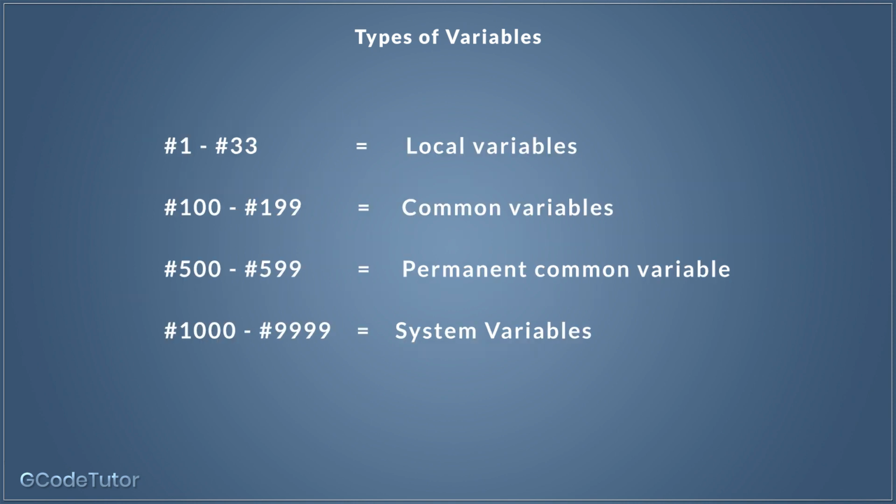So that concludes the different types of variables that we have at our disposal when we're programming G-code.